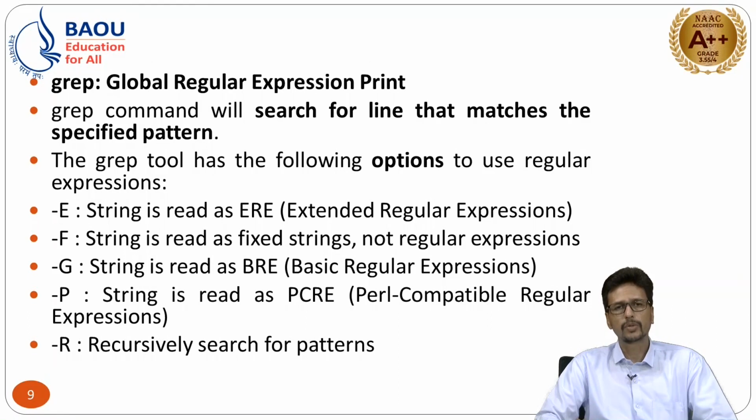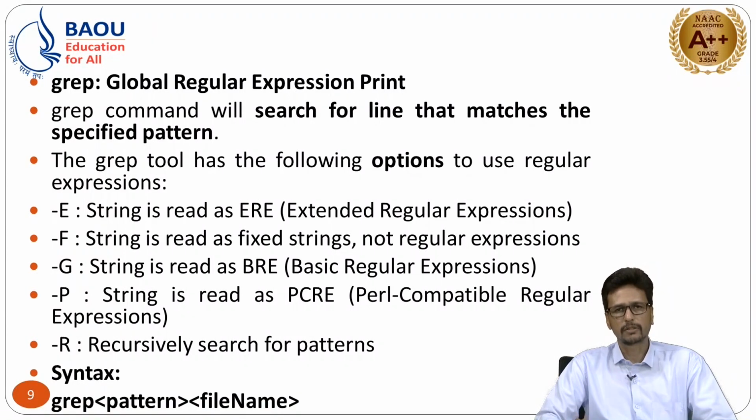But suppose you want to search from multiple files. If you want to search all the files in a particular subdirectory or all the files in a particular directory, in that case, if you don't want to mention each and every file name, you can simply mention the directory name or the subdirectory name with the recursive search option. In that case, whatever files are available in that particular directory or subdirectory, all are searched for the specific pattern.